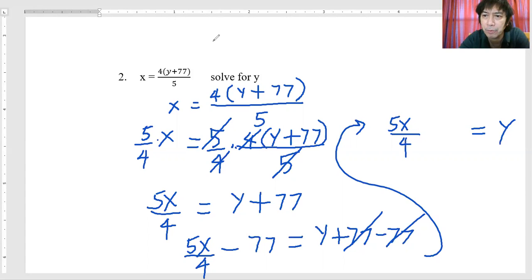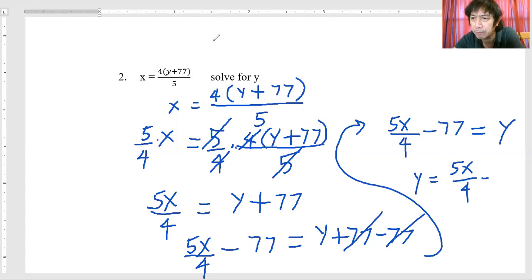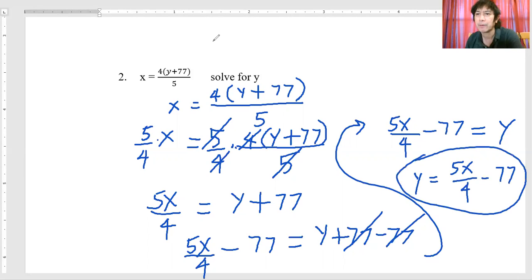5x over 4 minus 77. And you're almost done. You only need to swap places. y should be at the left, and the expression at the left should be at the right. So for the final answer, you put the y at the left side, and then you swap positions: the 5x over 4 minus 77 over here. That's the required y equal to something. So this is how you do your literal equations.